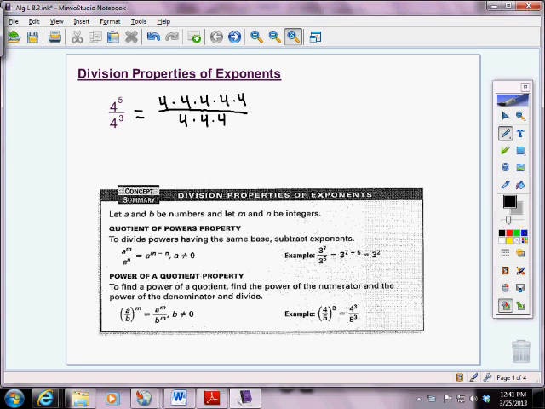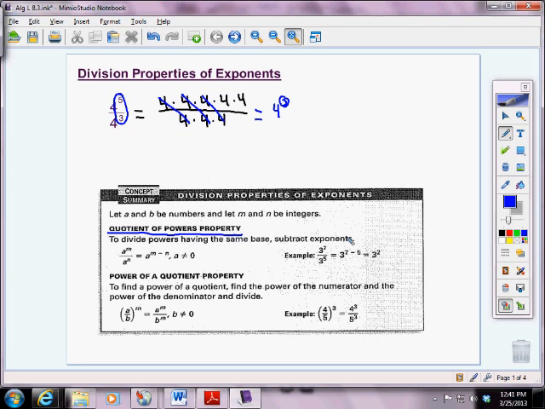Now, if we were to cancel some of these out, 4 divided by 4 would be 1, so that would cancel out, so would that set of 4s, and so would that set of 4s, which would just leave us 4 times 4, or 4 to the 2nd. Now, if you look here at the exponents, if I can circle them so you can see it, 5, 3, and a 2. There's a relationship there. And that relationship leads us to our quotient of powers property.